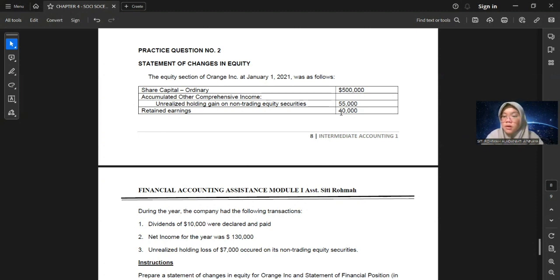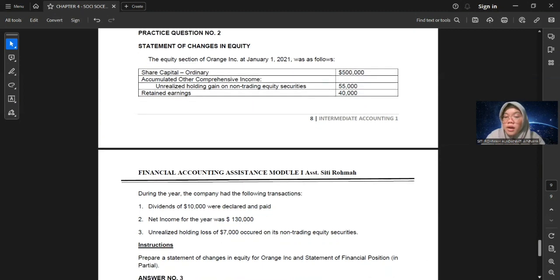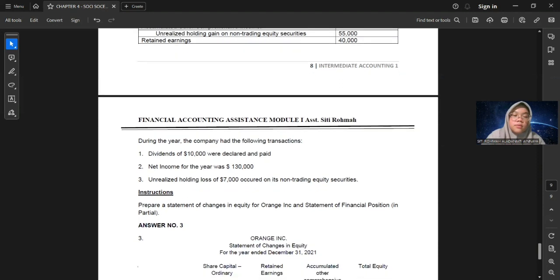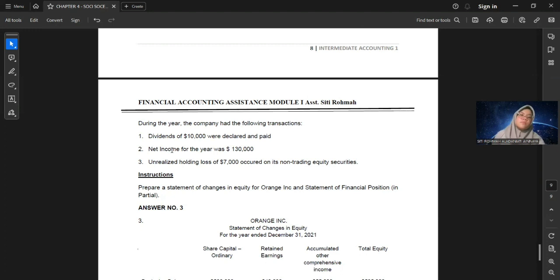for 14,000. During the year, the company had the following transactions. First transaction is the company paid dividends. 10,000 were declared and paid, and then net income for the year was 130,000, and then an unrealized holding loss of 7,000 occurred on its own non-trading equity security.